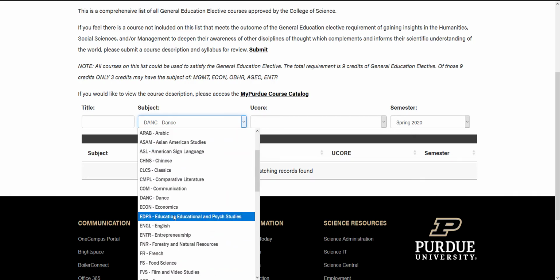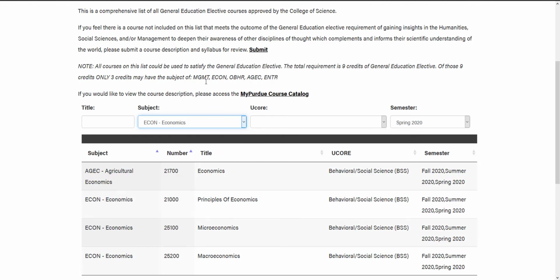The other thing that is important to know is right here. You can use all of the courses for your gen eds, but you can only use 3 credits of management or econ or ag econ or entrepreneurship to count towards your gen eds. Those classes are kind of mathy. So if you do take an economics course, you do need to take 2 more gen ed courses that are not of these majors to fulfill your requirement.